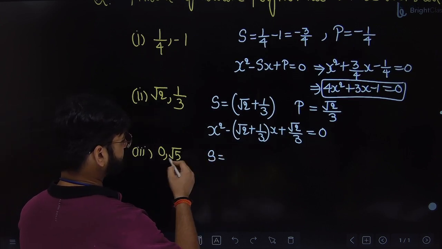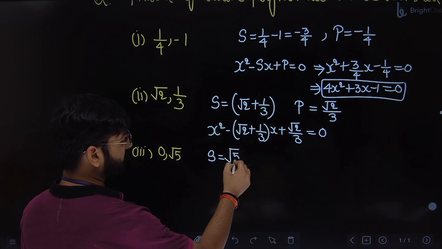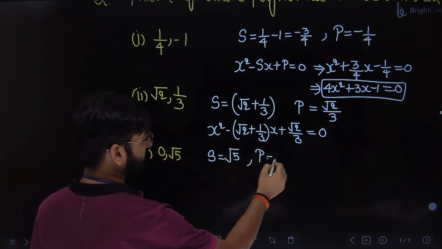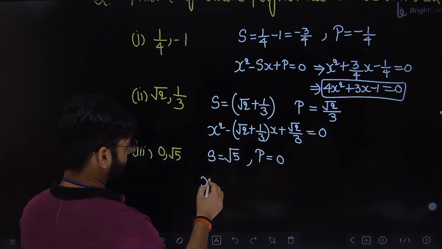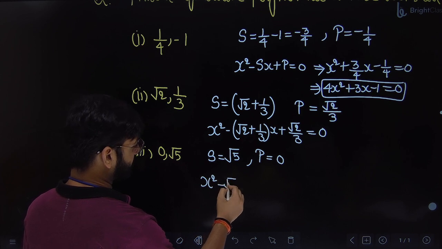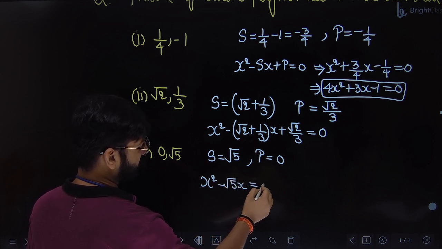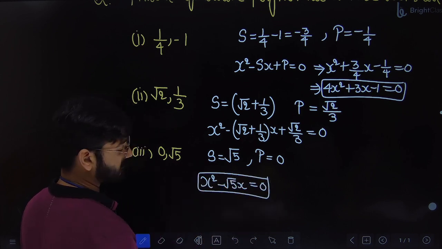What is the sum of roots in this case? Root 5. And what is the product? 0. So x square minus root 5 x equals 0.